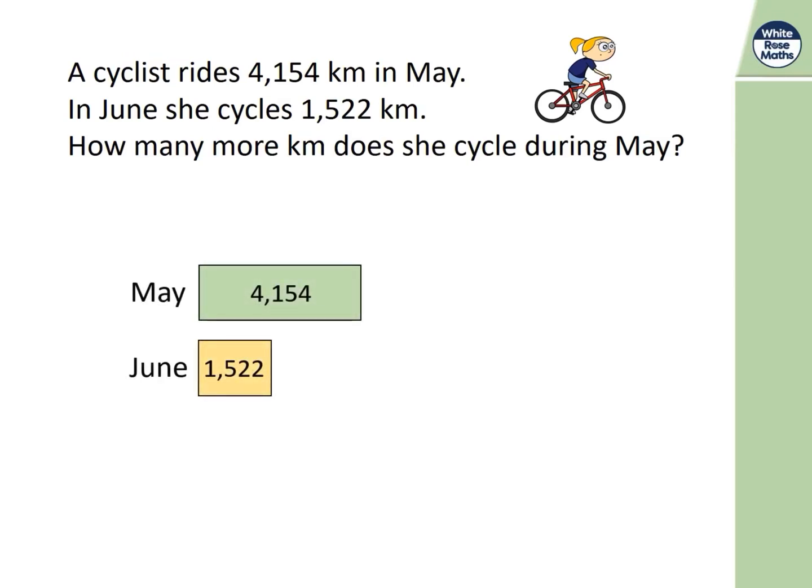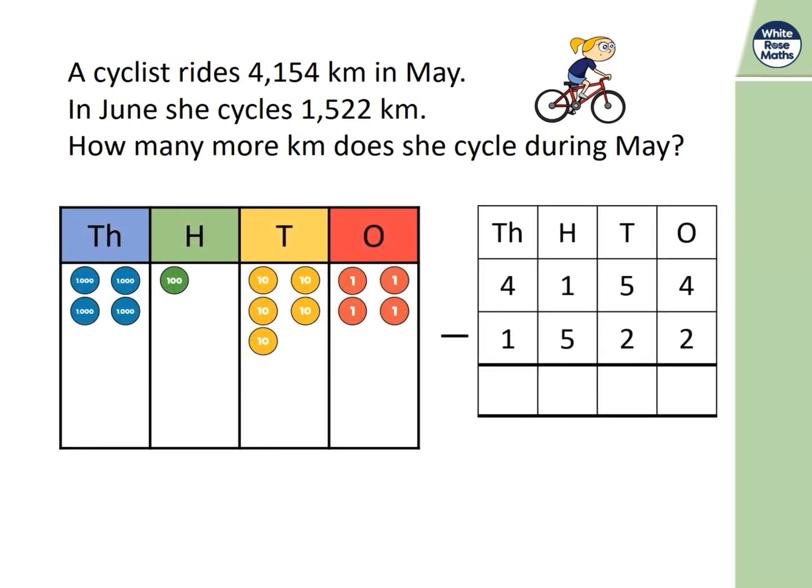So I've drawn the bars for May and June, and I can see that May's bar is longer because she cycled further in May. So what do we need to find out? We need to find out the difference. We want to find out how many more kilometres she cycles during May, which is the difference between the bars. Let's use column subtraction and our place value counters to help.